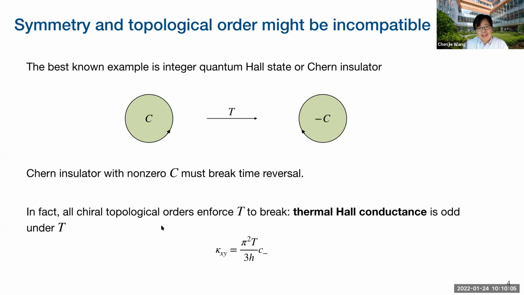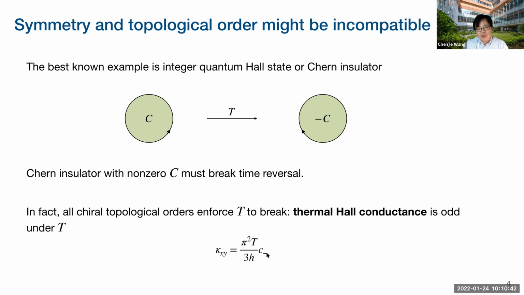And more generally, in fact, any kind of chiral topological order enforces time reversal symmetry to break, because we have a topological invariant similar to this Chern number. It can actually be defined physically, and more generally, the so-called thermal Hall conductance, which is similar to the usual Hall conductance, but instead of an electric charge current, it's an energy current. If you apply a temperature gradient along, say, the y direction, then you measure the heat current along the x direction, then you can define this thermal Hall conductance as kappa xy.